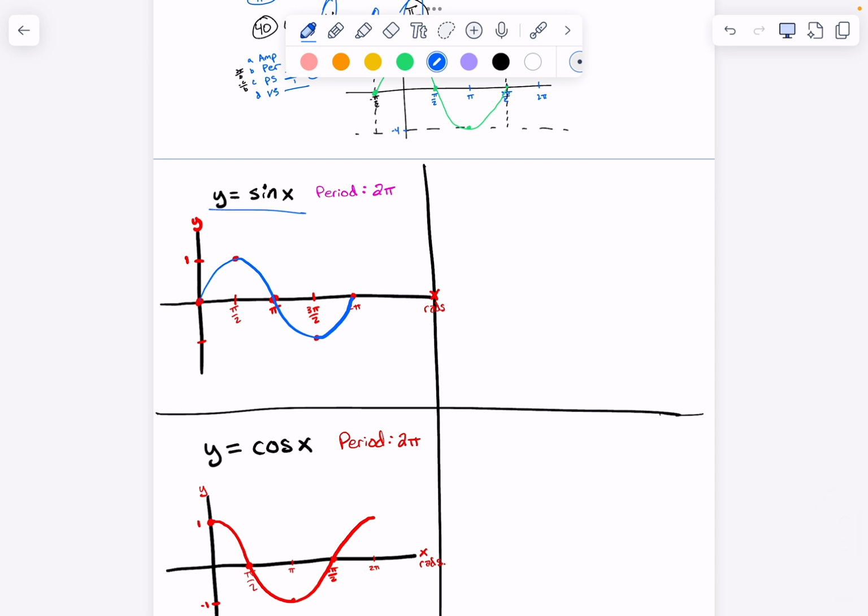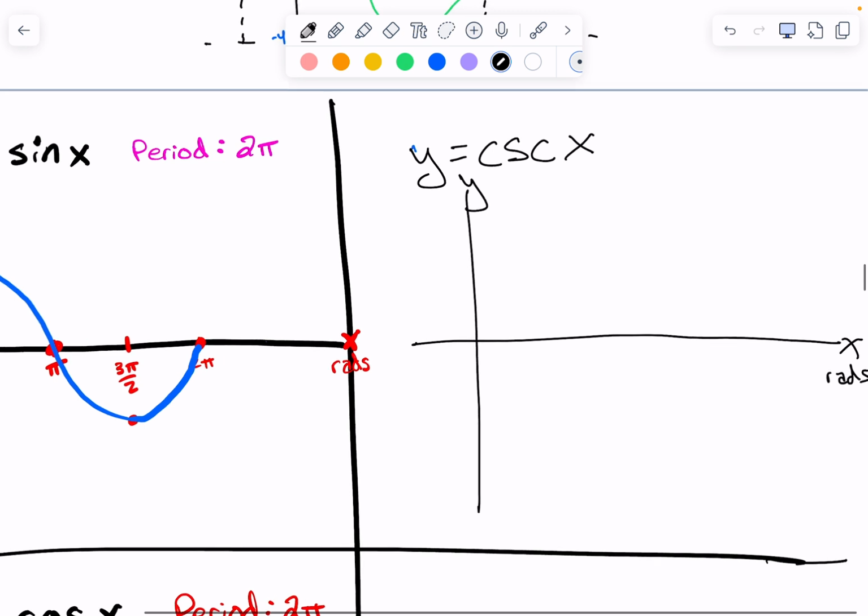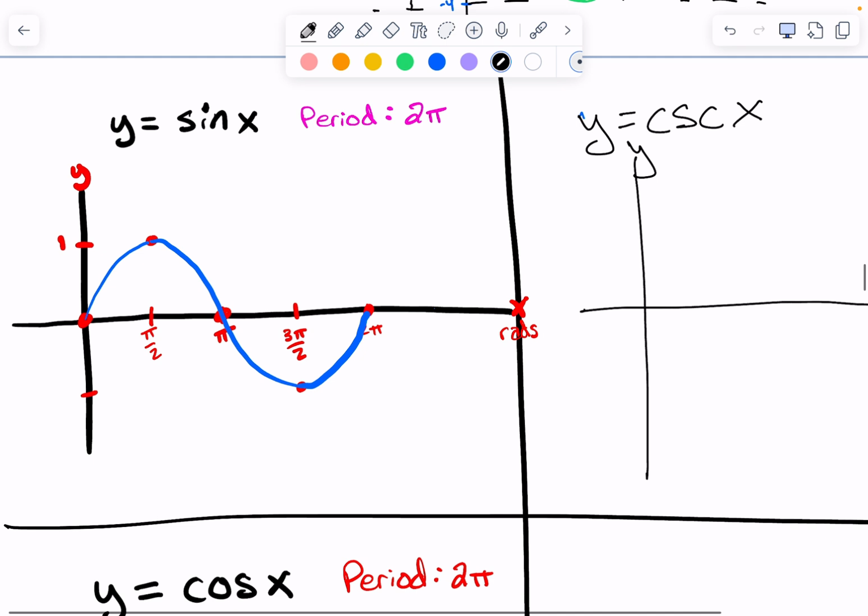Which one goes with sine? Cosecant. So I'm going to put y equals csc of x. Cosecant. Okay? All right, I'm going to graph him out like this. And I'm going to graph him like this. This is your y-axis. This is your x in terms of radians. All of the things, right? Cosecant. And cosecant is very easy to graph if you know how to graph sine. That's all.